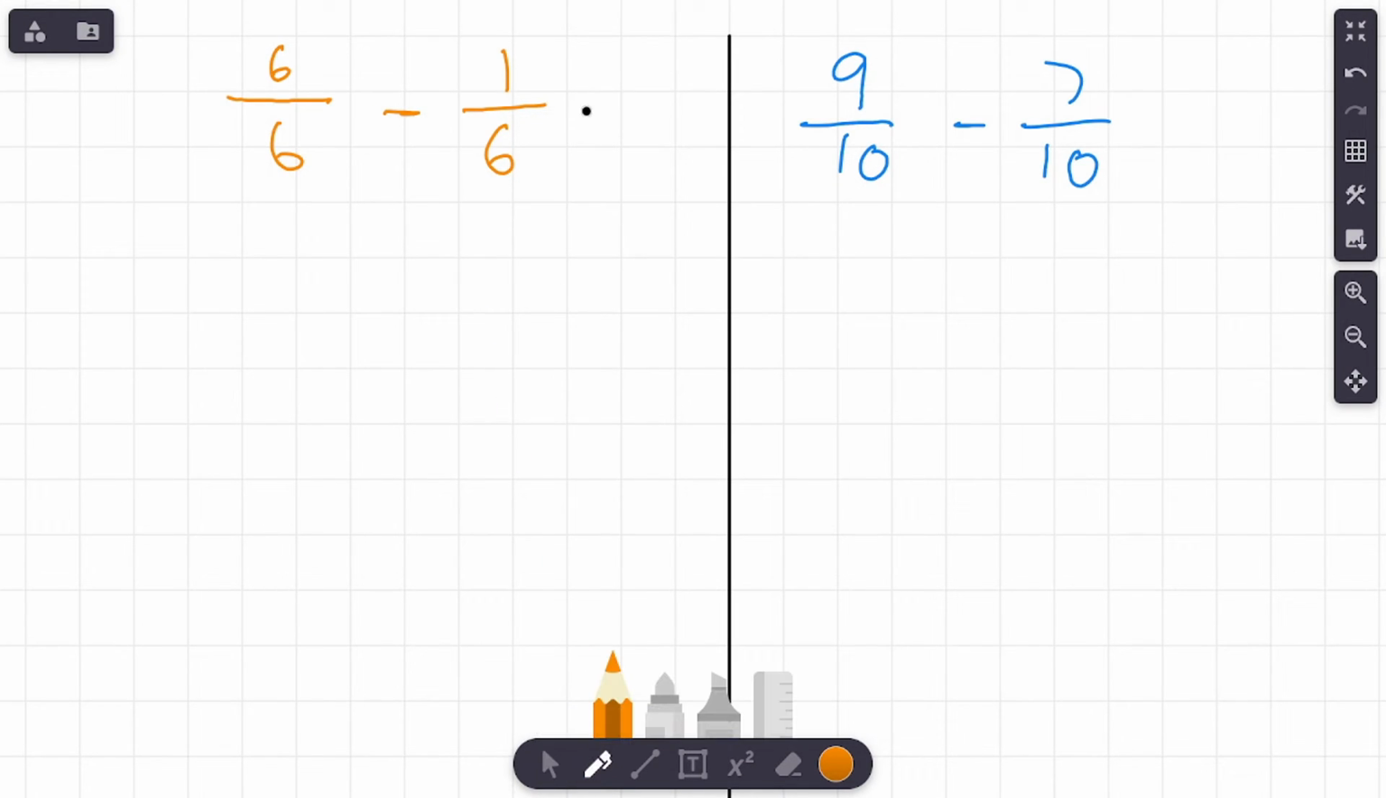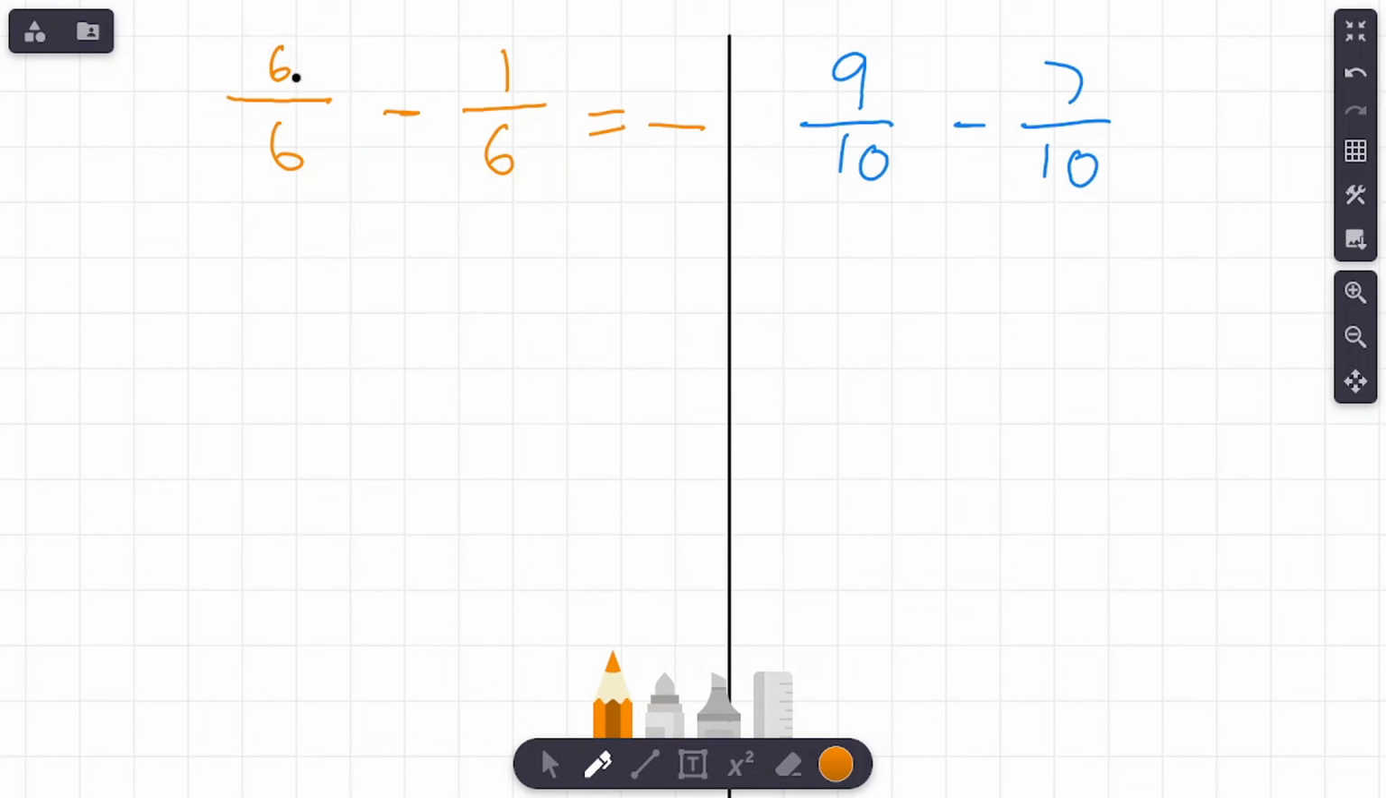So in my head, what I'm doing to picture this is taking the 6/6 and putting it into a rectangle. I've divided it into 6 equal pieces. All 6 of those pieces are colored in, 6/6. And in my head, I'm going to take away 1/6. Now let's see if my math matches up with what I'm seeing in my head.